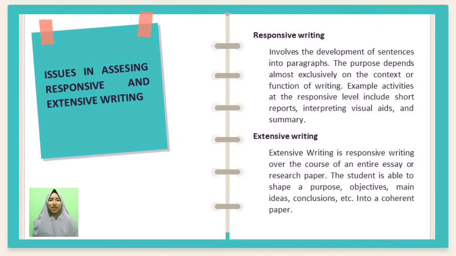Issues in assessing responsive and extensive writing. Responsive writing involves the development of sentence into paragraph. The purpose depends almost exclusively on the context or function of writing. Example activities at responsive level include short report, interpreting visual aid, and summary. Extensive writing is responsive writing over the course of an entire essay or research paper. The student is able to shape a purpose, objective, main ideas, and conclusion into a coherent paper.